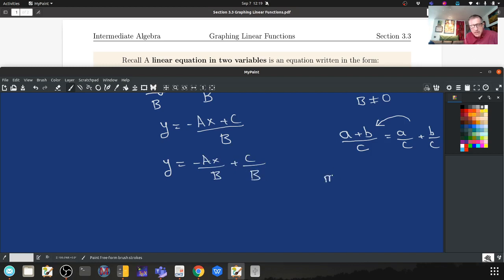Now I'm going to rewrite this even some more. I'm going to say let m is equal to minus a divided by b, and I'm going to write small b instead of large b is equal to c divided by b. And when I do it, I have y is equal to mx plus b. And this is a very important form of a linear equation. This is called the slope-intercept form, the y-intercept.